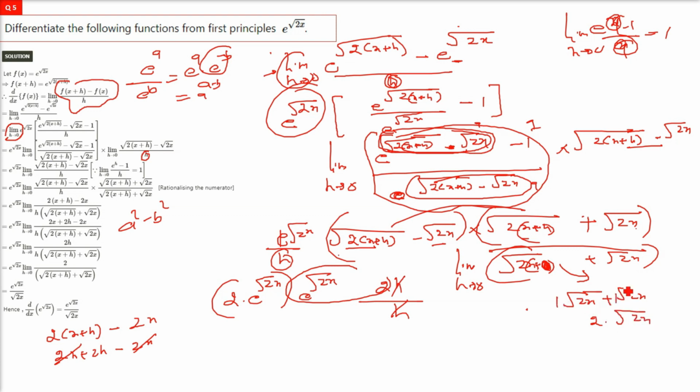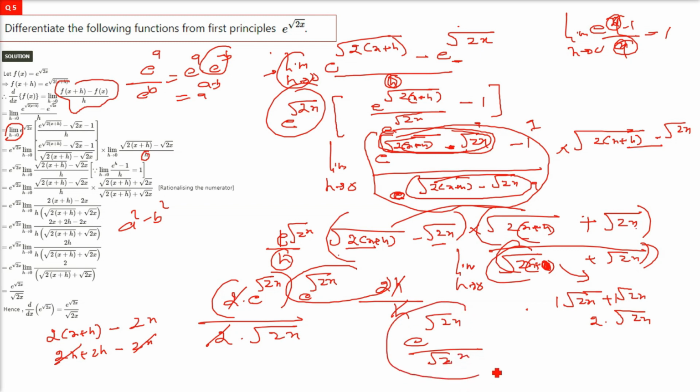2 into under root 2x is what you got from the denominator, and I told you 2 into e raised under root 2x was there in the numerator, and 2 into under root 2x in the denominator, 2 gets cancelled. E raised under root 2x by under root 2x is your final answer. That is your answer by first principle.